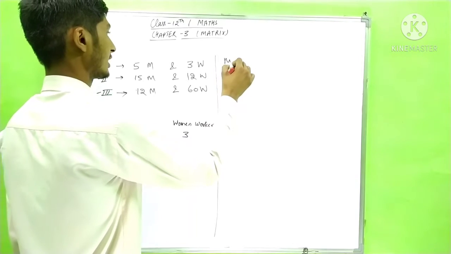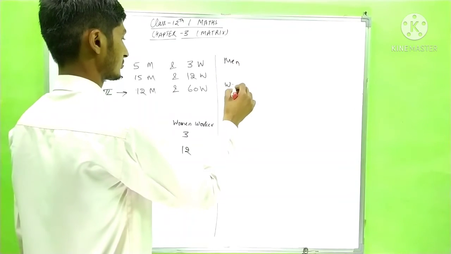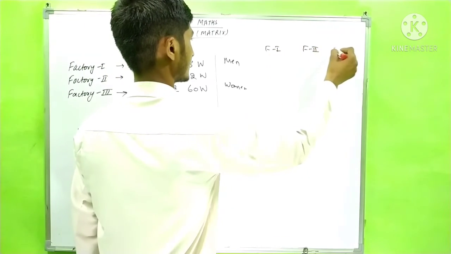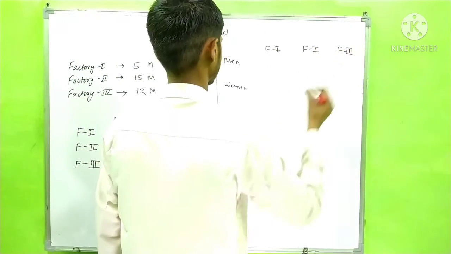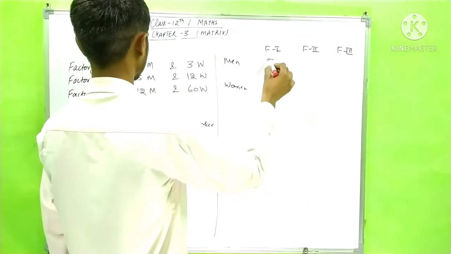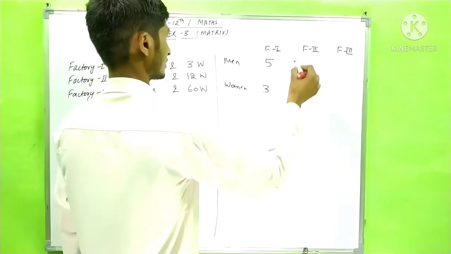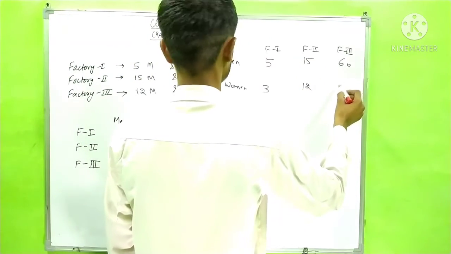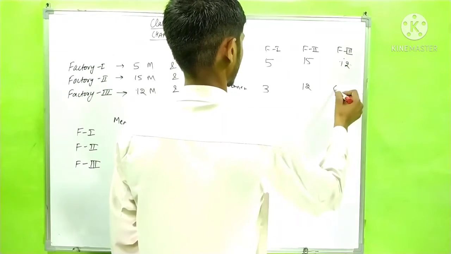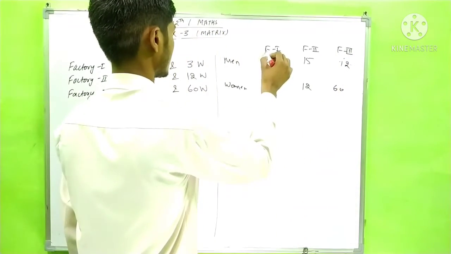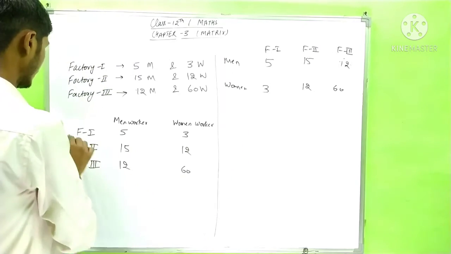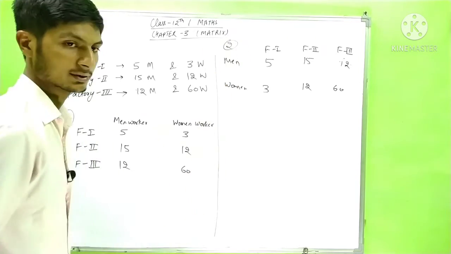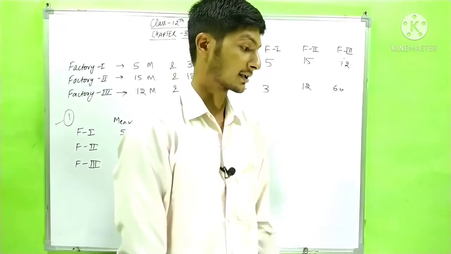If we take man worker here and women here, factory 1, factory second and factory third. Men workers are 5 and women 3, 15, 12, 60, 12, 60. These are the two forms, first and second. This is the first and this is the second form of representing these data.